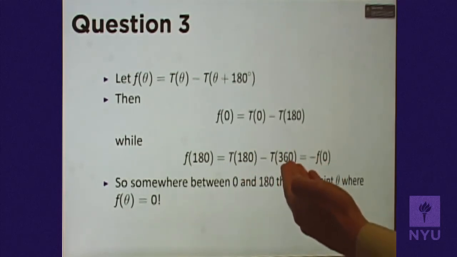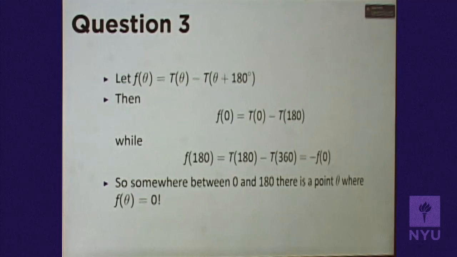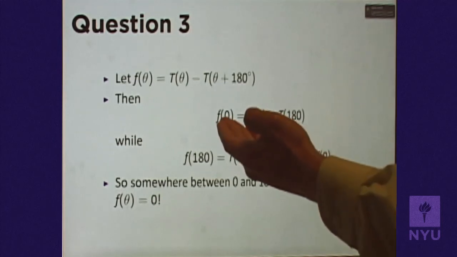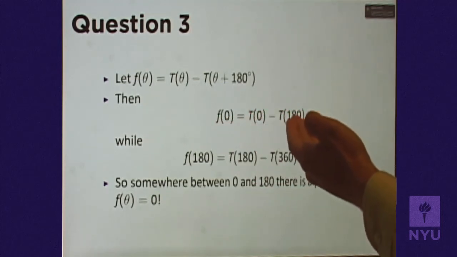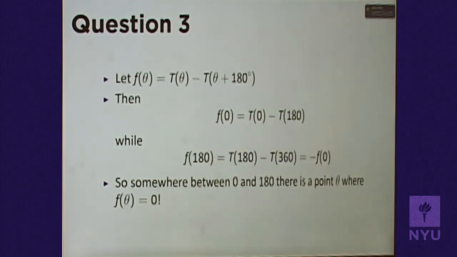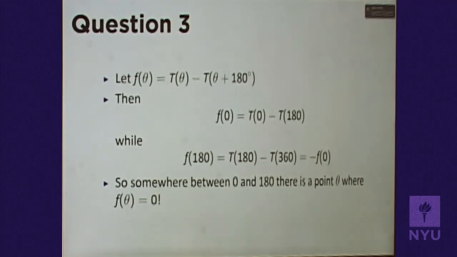Now, because we're going all the way around the world, the temperature at 360 is the same as the temperature at 0. These are the exact same point. So f of 180 is T of 180 minus T of 0, whereas f of 0 was T of 0 minus T of 180. So f of 0 and f of 180 are opposites of each other. We don't know that f of 0 is positive, but if it were, f of 180 would be negative, the exact opposite. If f of 0 were negative, then f of 180 would be positive. So whether f of 0 is positive or negative, the point on the other side is going to be the exact opposite.